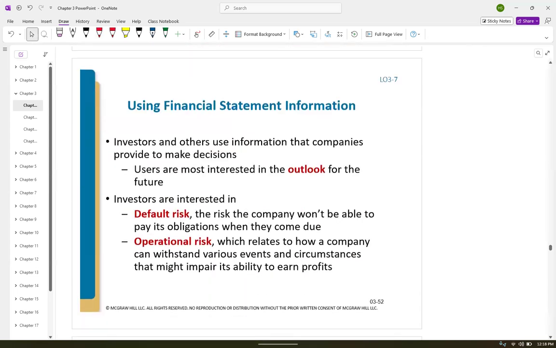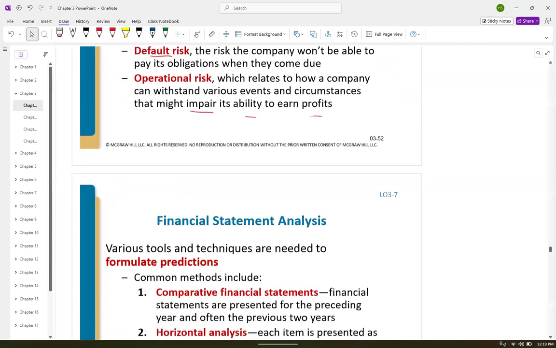Okay, so using financial information, investors and others will use this information. They're most interested in the outlook for the future of this company. Investors are interested in any kind of default risk. What does that mean? Not being able to pay your obligations, pay your debts as they come due. And then operational risk, which relates to how a company can withstand various events and circumstances that may impair their ability to earn profits. Okay.